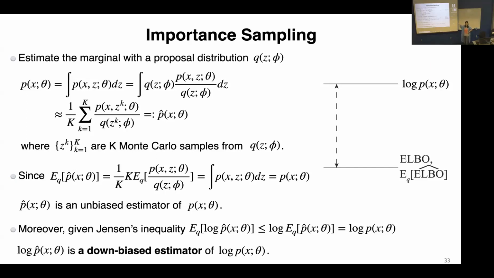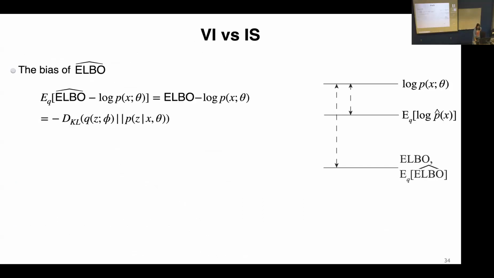That makes sense? But the question is, where is log p hat compared with ELBO hat? Actually, it's up there. It's actually a tighter bound. So in the next slide, I'm going to show why it's a tighter bound. But any question regarding the importance sampling and regarding the two empirical estimators? Okay. So let's see why we have this relative position.